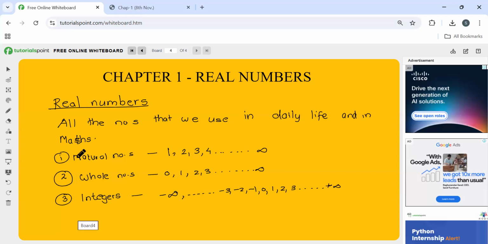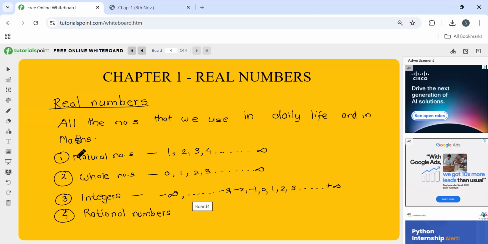And it also includes rational numbers, which you might have learned in class 9th. The definition of rational numbers: they are the numbers which can be expressed in the form p by q, where p and q are both integers, and q should not be equal to 0. That means rational numbers are a bigger set than integers. All the integers are a subset of rational numbers. Rational numbers include more numbers. Apart from the integers, they also include decimal numbers.